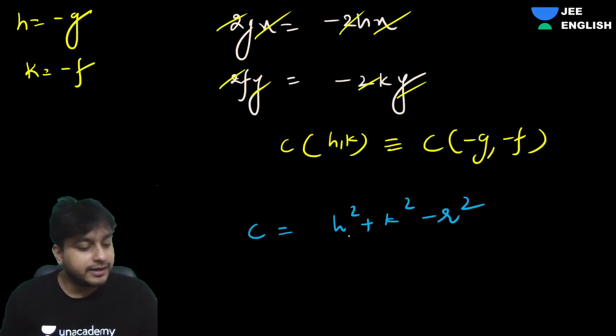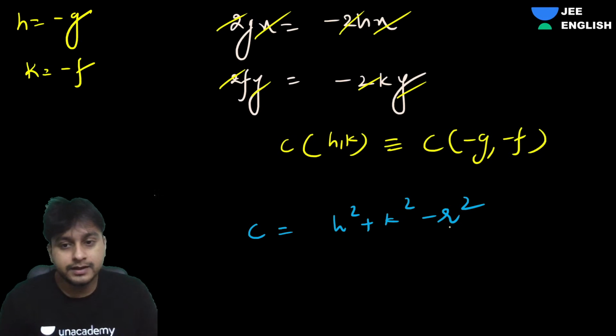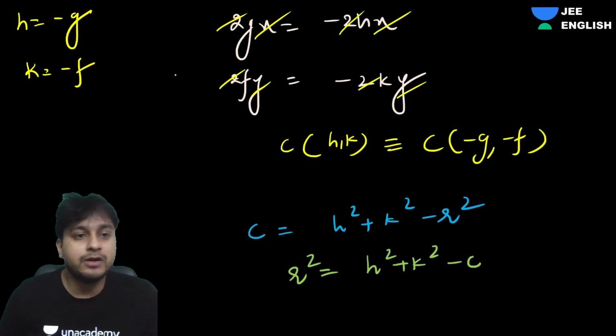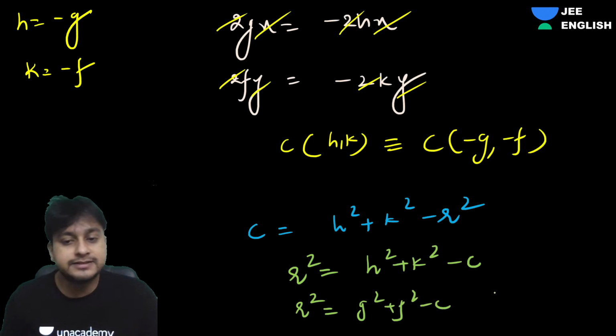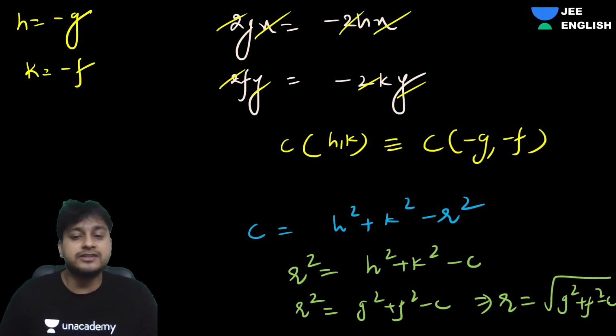So guys, can I say here that r square will be equal to h square plus k square minus c? And what about h square, guys? Can I write r square equals to what? g square plus f square minus c, which implies r will be equal to under root of g square plus f square minus c. Understood, everyone?